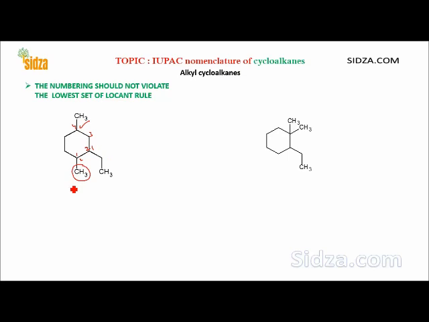So when we name, we write down the groups according to their alphabetical order. So ethyl, E, it comes first. So the name will be now here, it is 2-ethyl, right? This is 2-ethyl, 1,4-dimethyl cyclohexane.